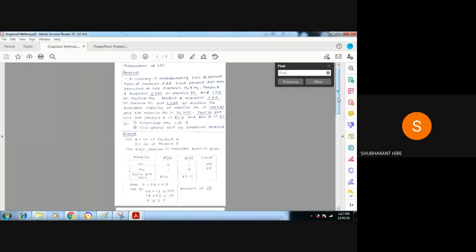Yes, sir. Okay, now we have defined what is x and what is y. See what we mean by x and y. We can find this in the first line of your problem statement. What is given? A company is manufacturing two different types of product A and B. So assign x as product A and y as product B. You can do the reverse also: x as product B and y as product A. There is no problem.